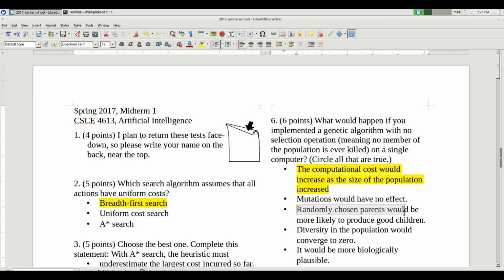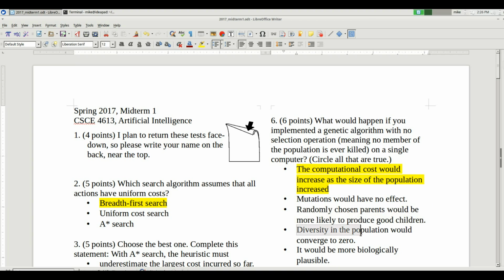Would randomly chosen parents be more likely to produce good children? I'm going to claim it's exactly the opposite, because if nothing ever dies, you've got all the bad regions of the space still hanging around. And what's actually going to happen is those bad regions of the space are going to keep breeding with the good ones, making bad children, and you'll never really make any progress. So this is going to totally destroy your progress. So that one's a definite no.